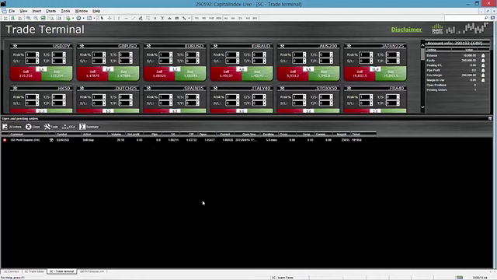So this trade terminal is the place that you come to once you've placed your orders, you've placed your trades. This is where you come to see how everything's doing and where everything's at. As you place more and more pending orders and some of those orders become live trades, this is your one-stop shop so you can see exactly what's going on with your current trades in your account.